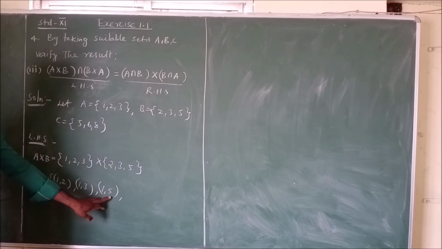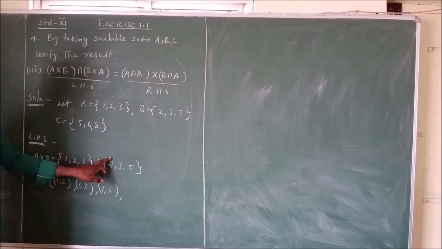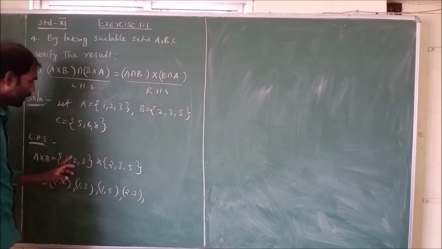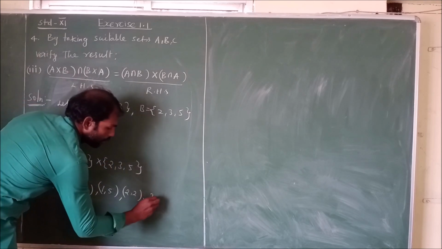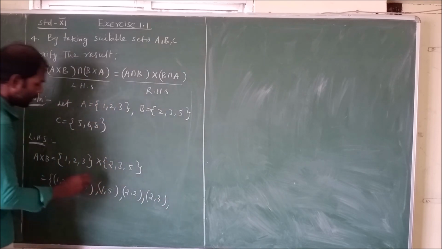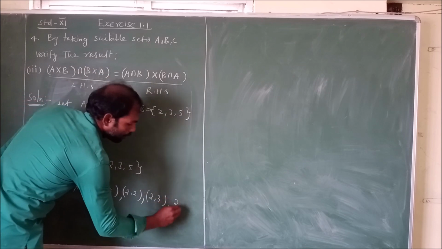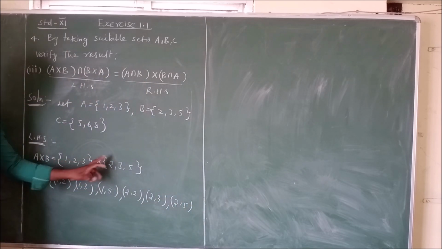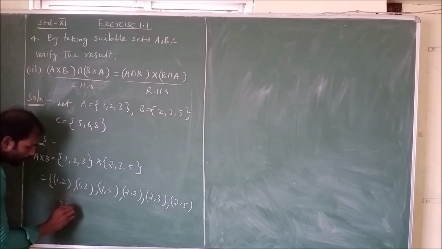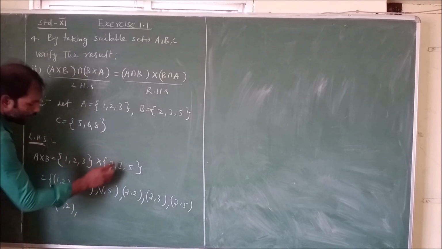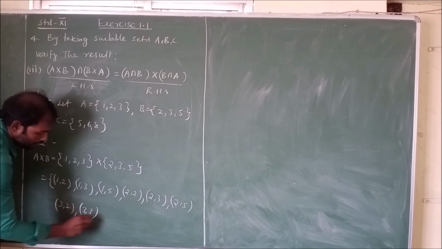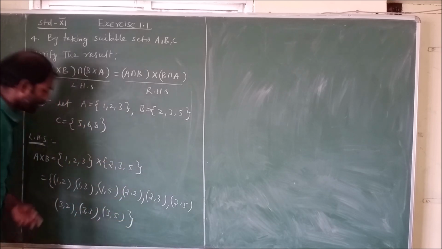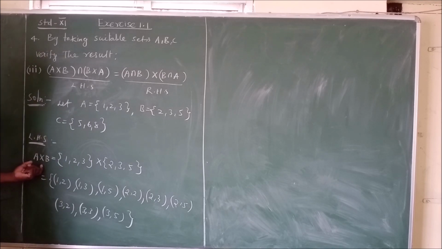Second, for 2: (2, 2), (2, 3) and (2, 5). Third, for 3: (3, 2), (3, 3) and (3, 5). This one is A cross B.